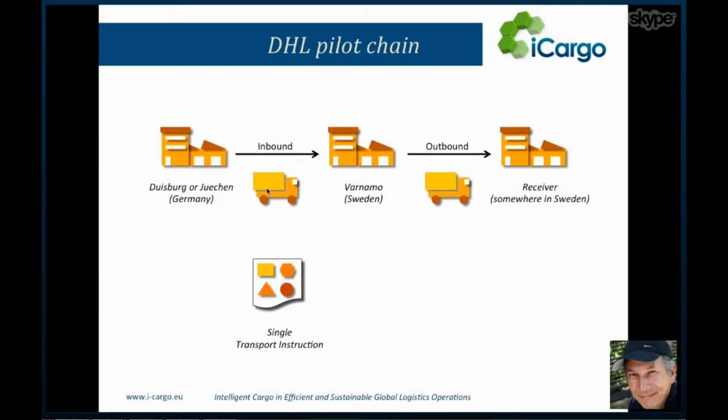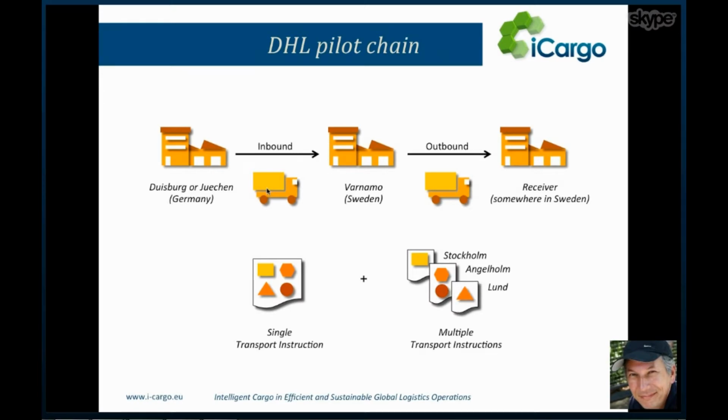What is important to understand is that this transport instruction contains information about shipments. It contains consignments, and consignments are related to shipments, and shipments contain one or more logistic units. These shipments, consignments, and logistic units are symbolized by different shapes in the transport instructions.